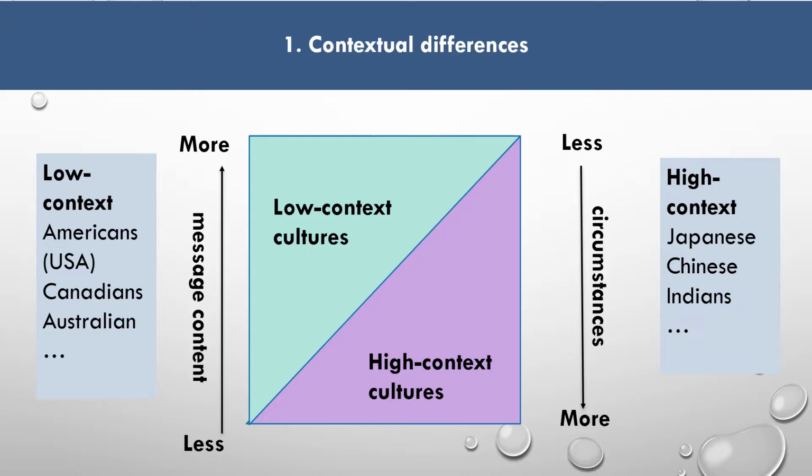In a low-context culture, people rely more on the message content and less on circumstances and cues to convey meaning. In other words, more of the conveyed meaning is encoded into the actual message itself. Examples of low-context cultures are the Americans, Canadians, Australians, and others. The different expectations of low and high context cultures can create friction and misunderstandings when people try to communicate across cultural boundaries.